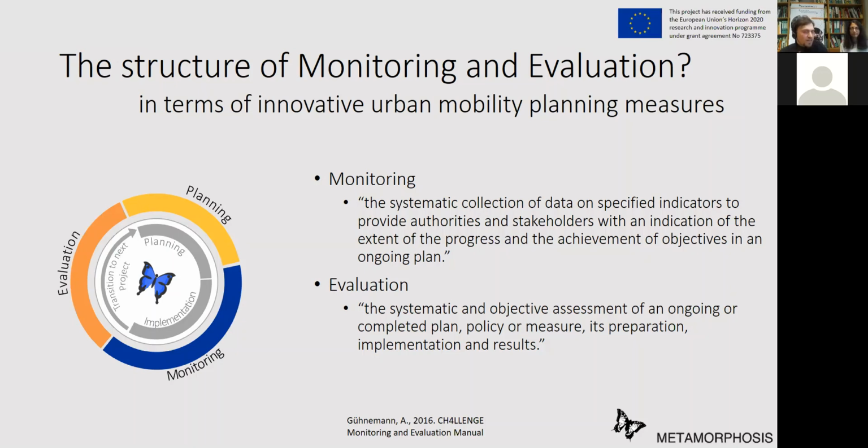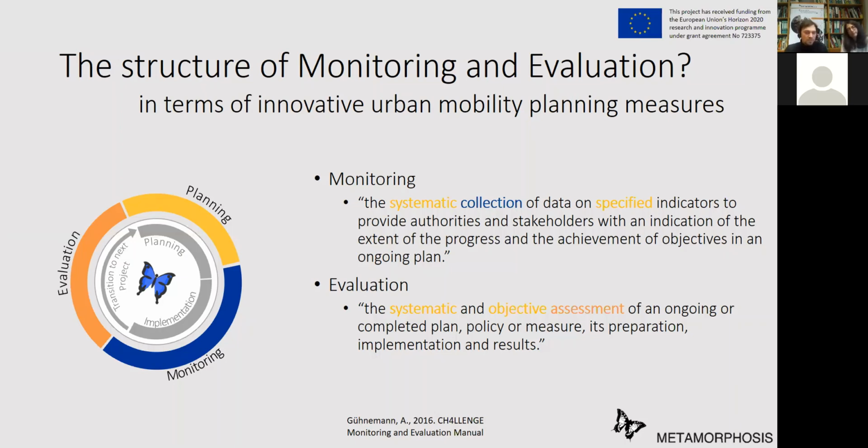Yes, I already highlighted in the definition to the right side, in the colors of the different monitoring and evaluation phases, those words that kind of give meaning to the phases. So planning is all about making your monitoring and evaluation systematic, finding specific indicators, preparing an objective assessment, while monitoring is the collection of data and the evaluation is the assessment of data.